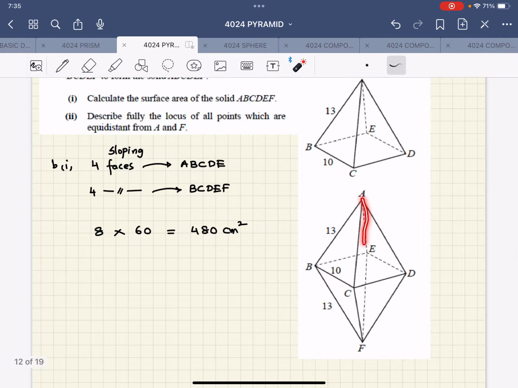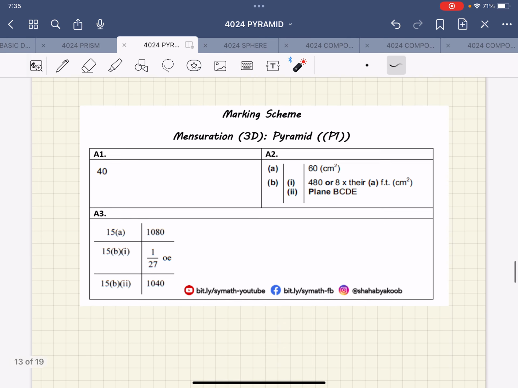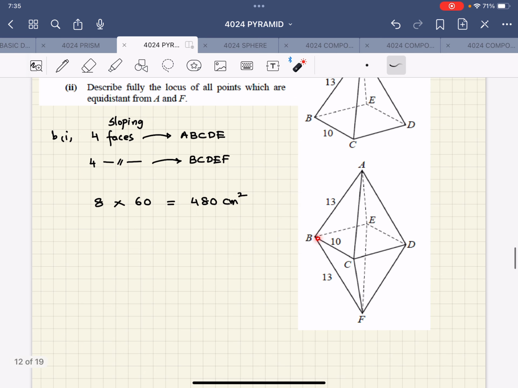So equidistant from A and F, that will be like a perpendicular bisector but in 3 dimensions. That will be this face, this square face, that will be the locus, but that is not our point of concern over here. Okay, that is the plane BCDE. BCDE, this surface is called a plane.